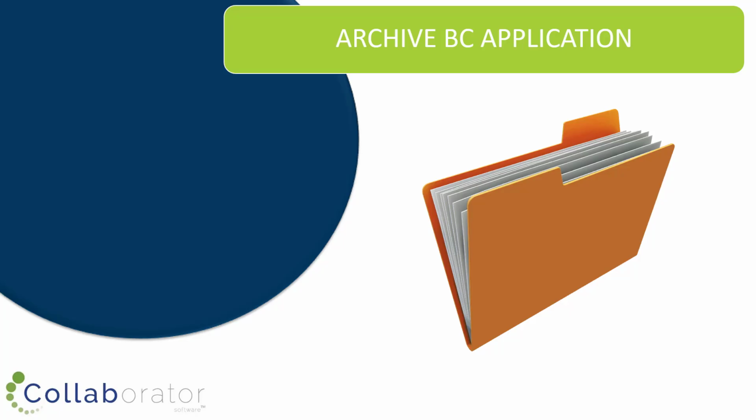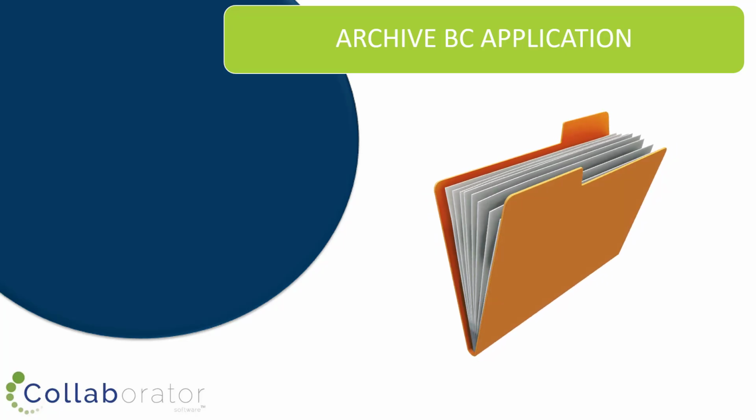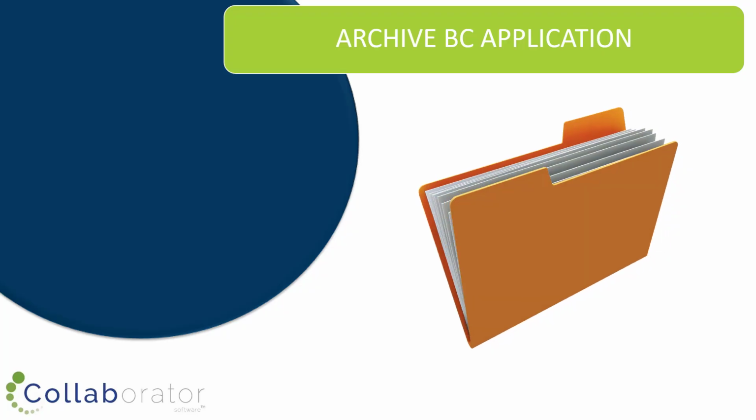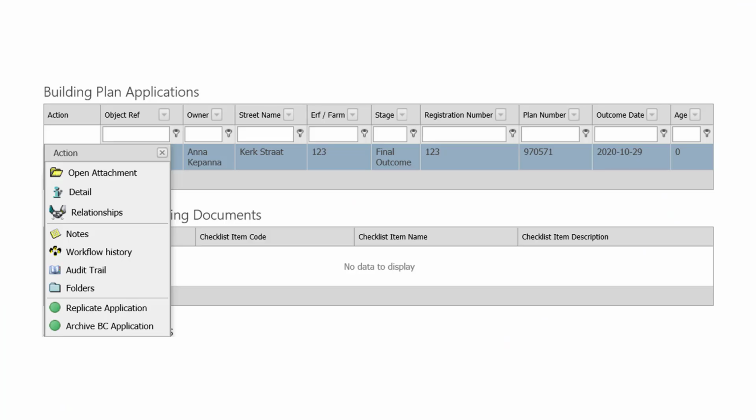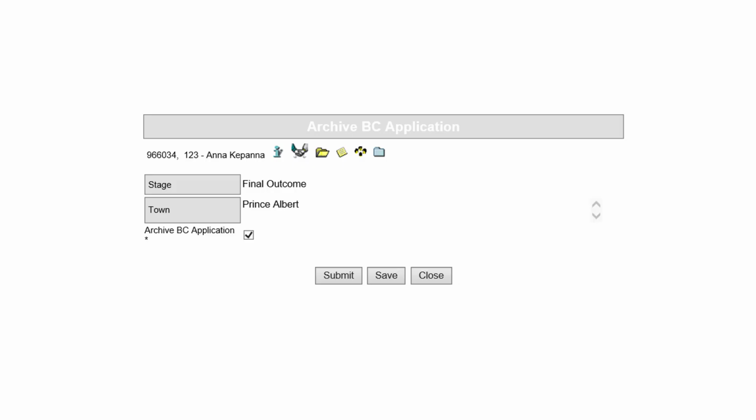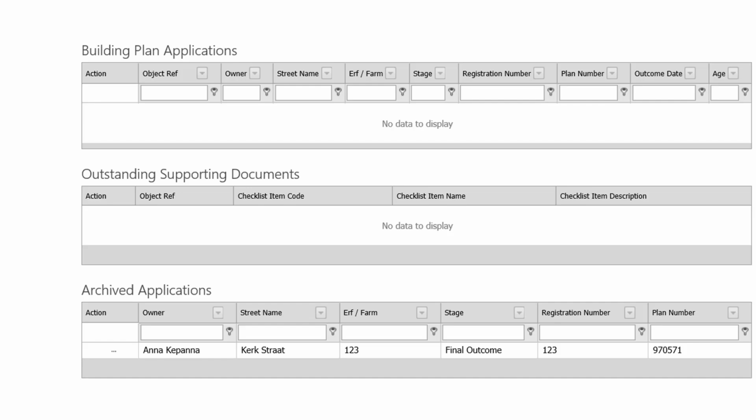Once a building plan is in its final outcome stage, you have the option to archive it. Click on the Archive BC Application option on the Action window of the building plan application. A new window will open. Make sure the box is ticked next to Archive BC Application and click on Submit. The application will now move from your building plan applications web part to your archived applications web part.